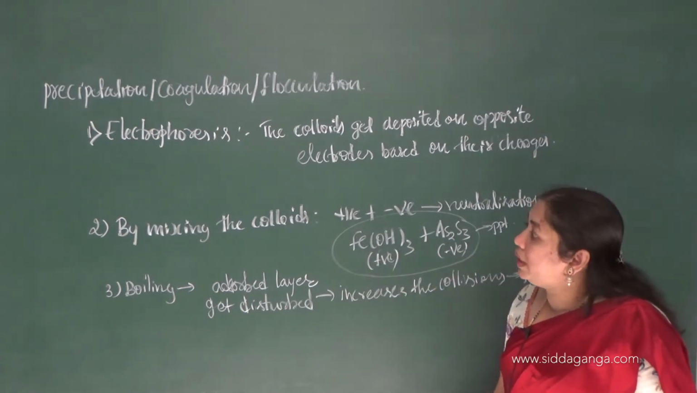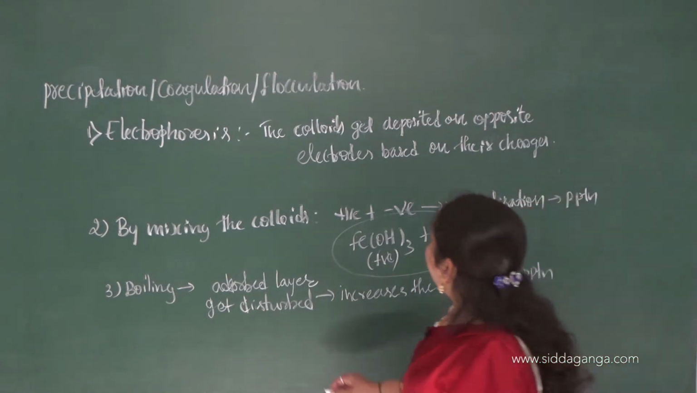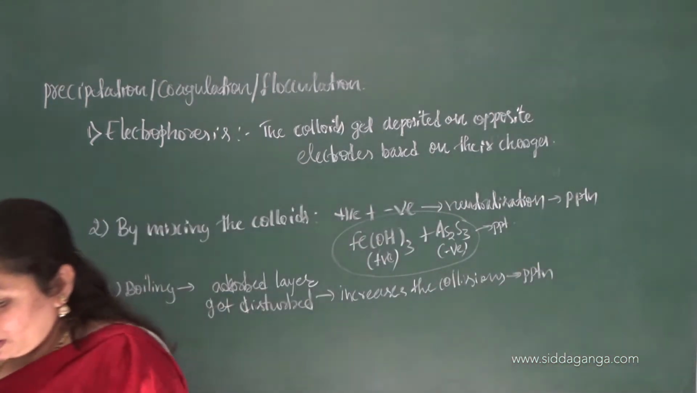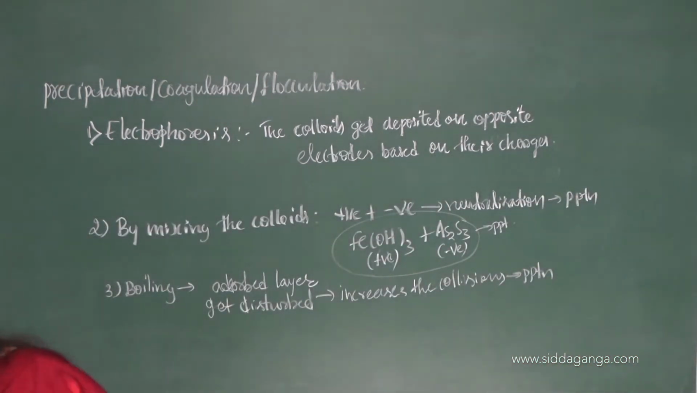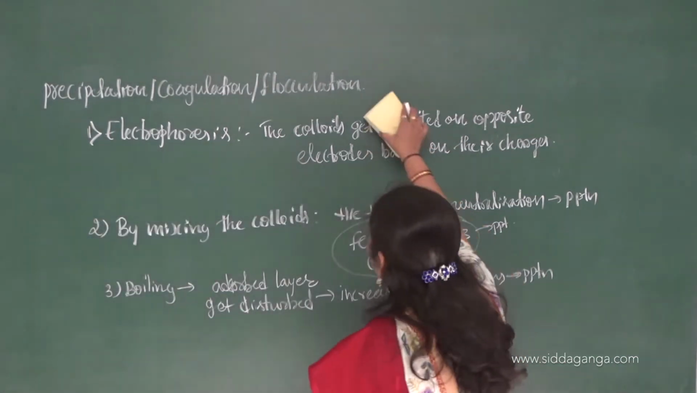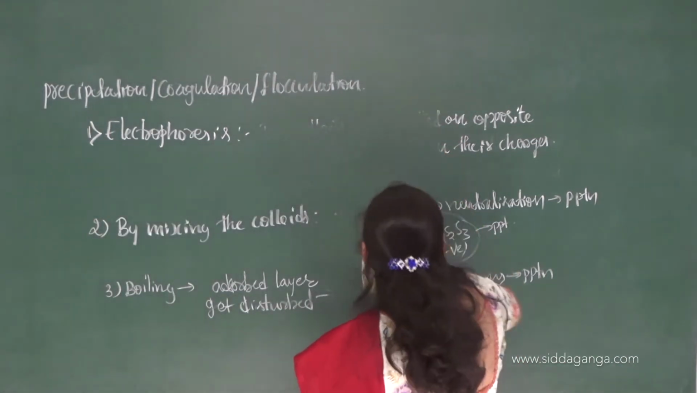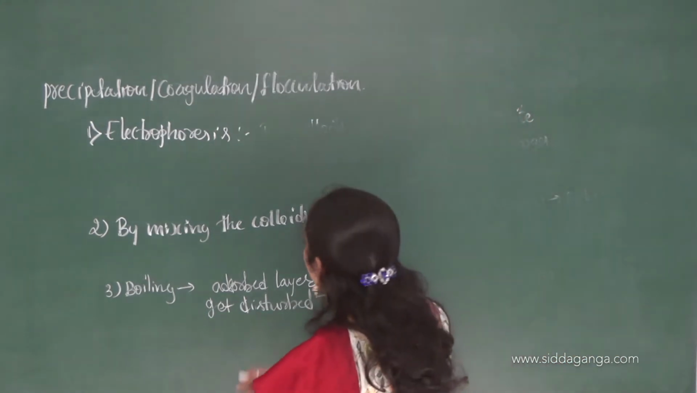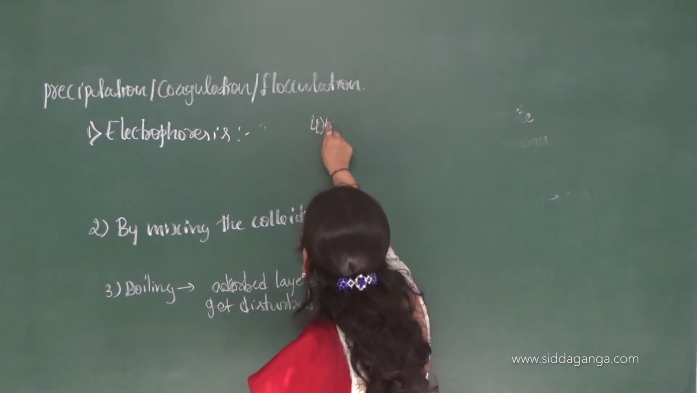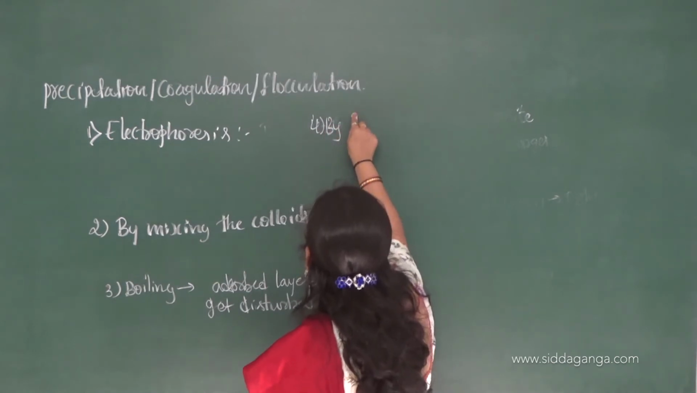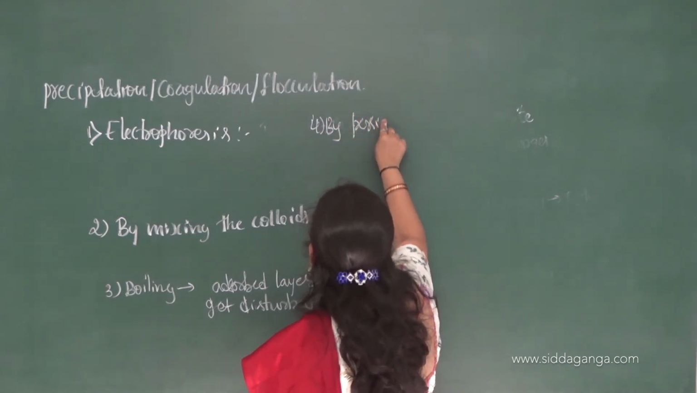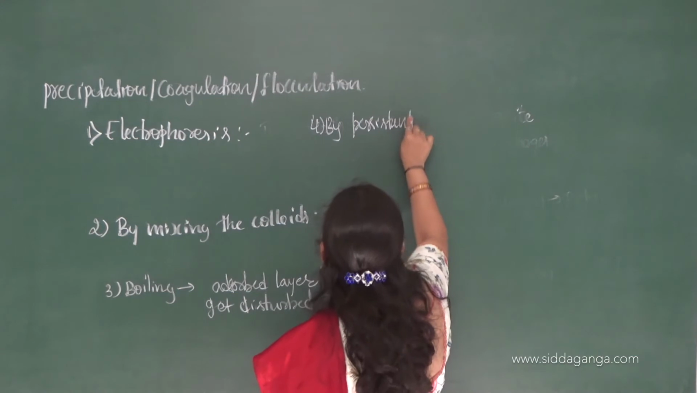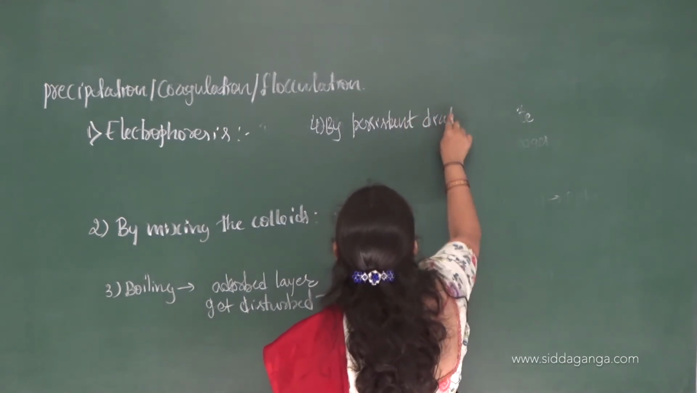That is one more method for this one. Okay, so likewise we have one more method, that is persistent dialysis, a process called persistent dialysis. We already discussed this one also, by dialysis, or you can say by persistent dialysis. So what is this dialysis?